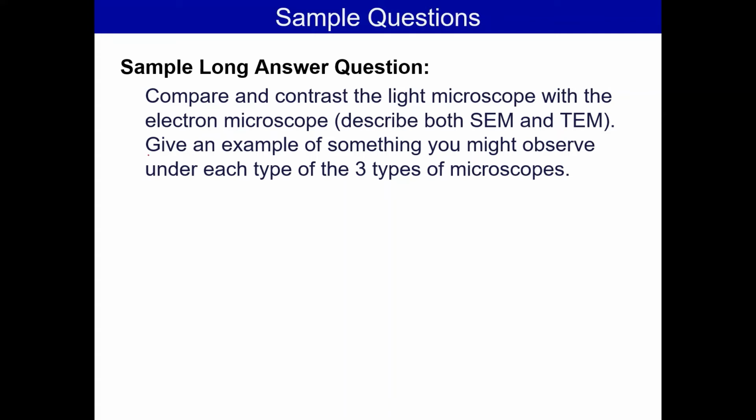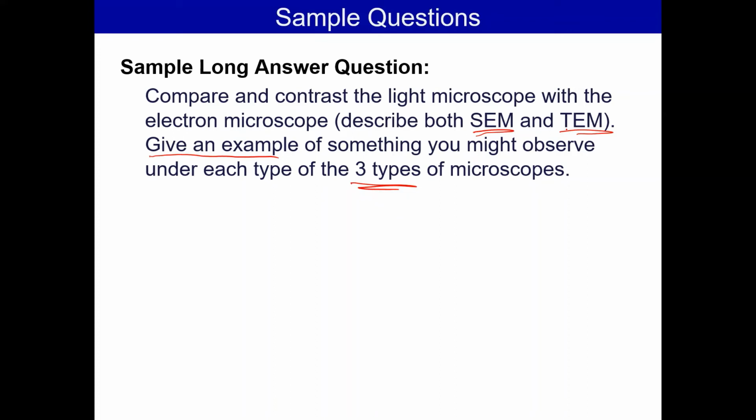You can see here, for example, it says, give an example of something you might see under the 3 types. I can't remember whether I had this question in the fall, but I've asked it a few times in the past few years. And I've noticed sometimes people give me a great answer and then they don't give me examples. Or they give me examples of light and electron samples, but they don't address both SEM and TEM. So do make sure you're thorough on this kind of thing. Like I said, 5 marks is worth at least 5 points.